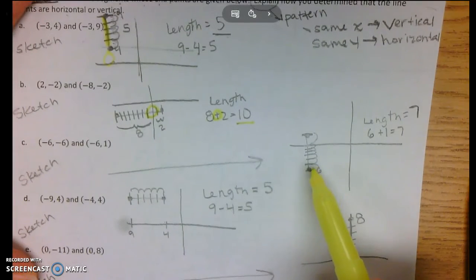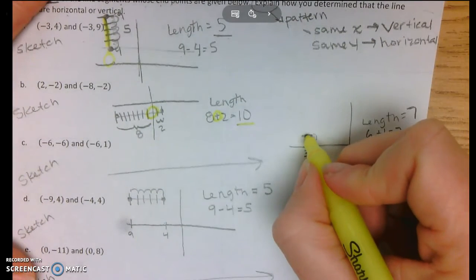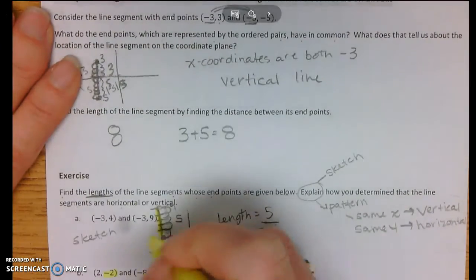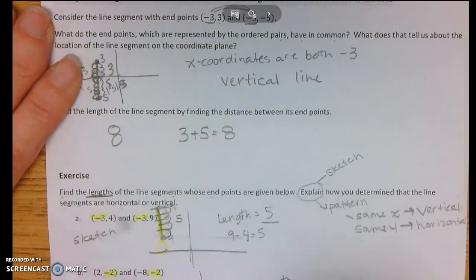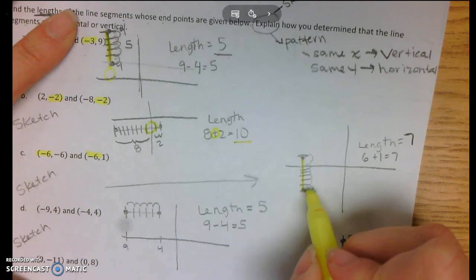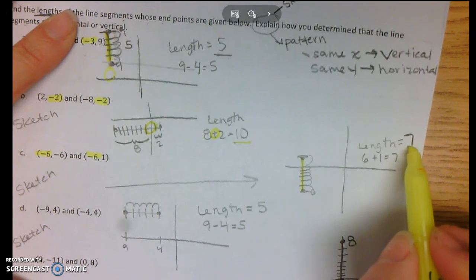For C, the sketch is over here. We have our vertical line because our x values are the same here. Notice we had a horizontal line here because our y values were the same, and we had a vertical line here because our x values were the same. So here we have our x values the same, creates a vertical line. The length would be 7.